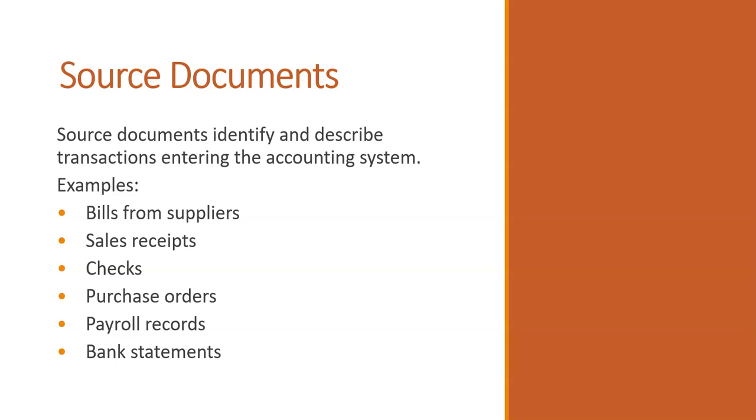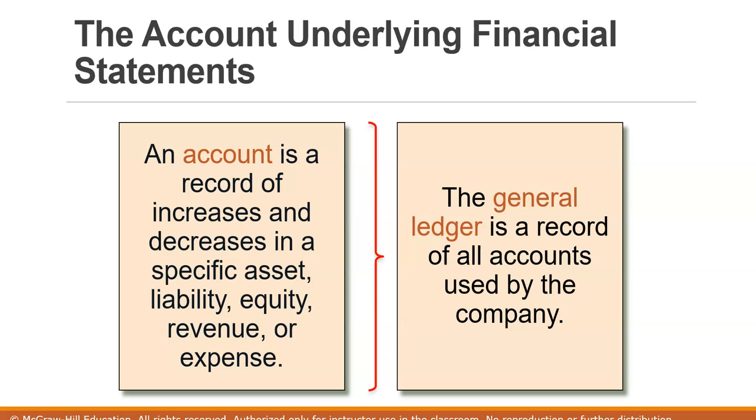So source documents are bills, sales receipts, invoices, purchase orders, checks, payroll records, bank statements, any variety of thing that describes what is happening within our business. And our account is where we record all of the increases and decreases in those assets, liabilities, equity accounts, revenues, and expenses. The general ledger is a list of all of the accounts that our company uses.